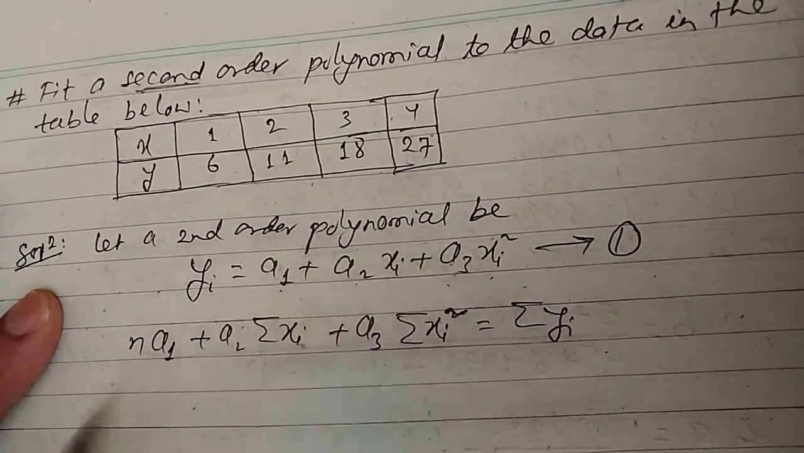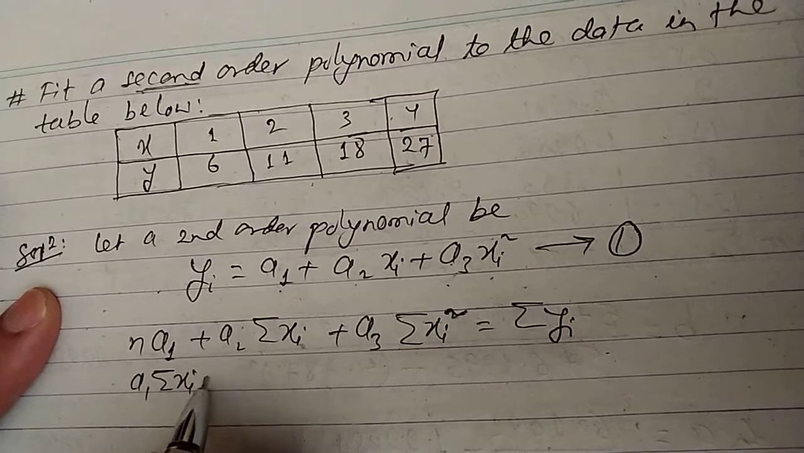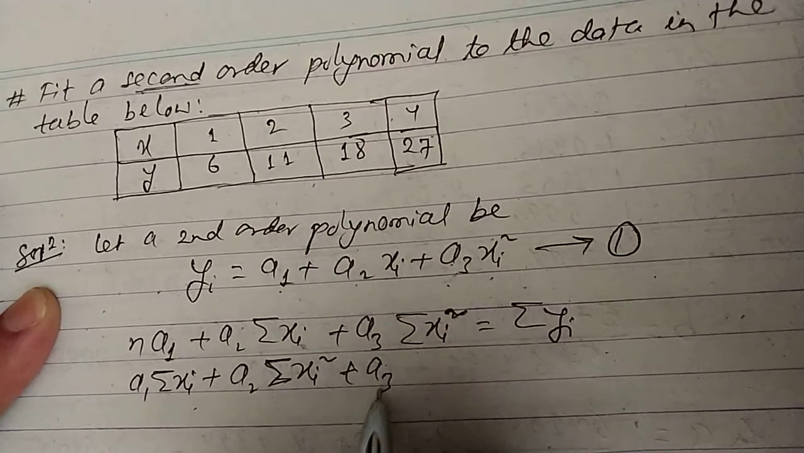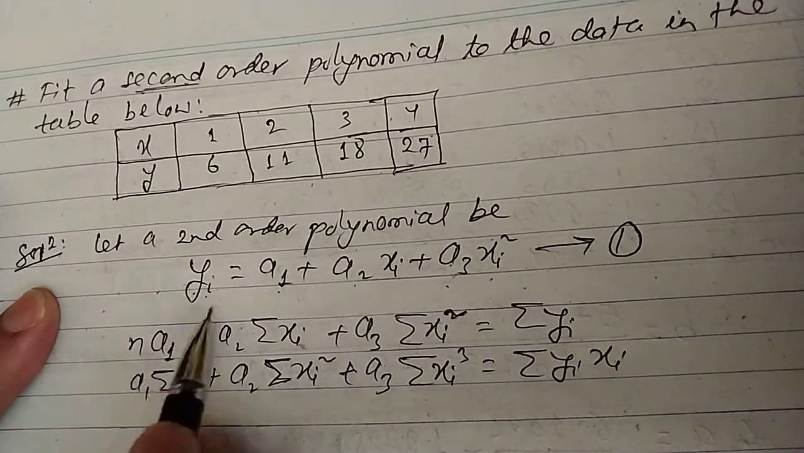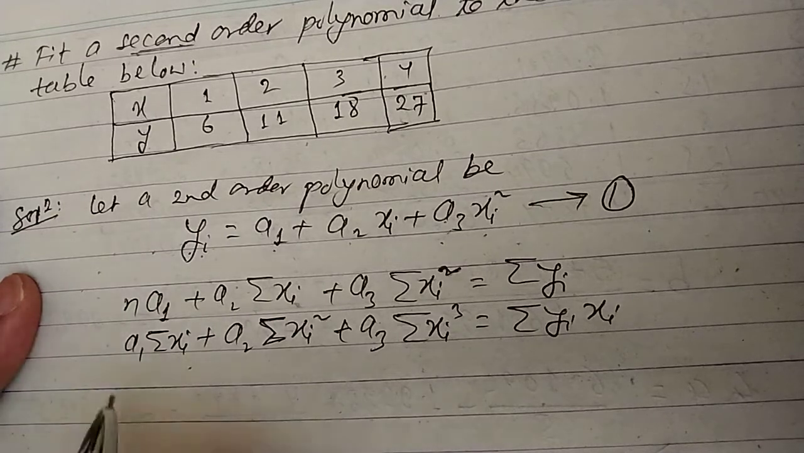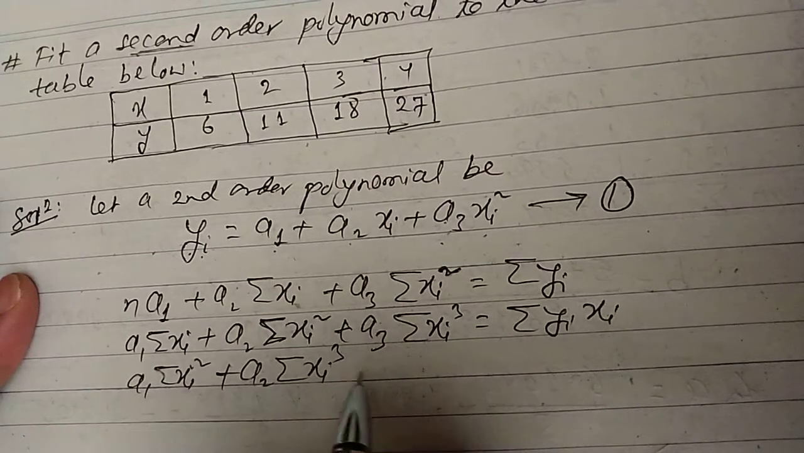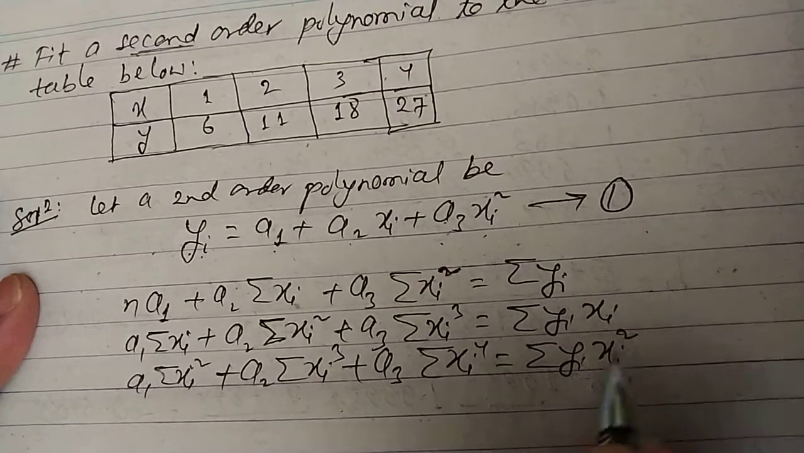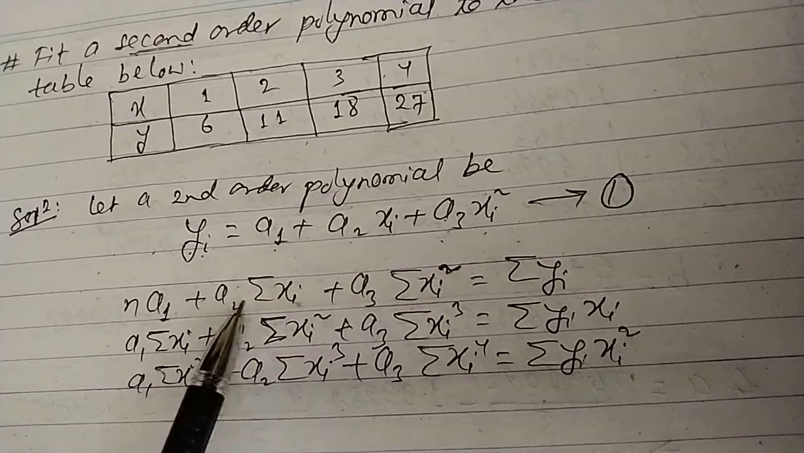Now multiply both sides by xi and take the sum. So a1 into summation xi plus a2 into summation xi square plus a3 into summation xi cube will be equal to summation yi into xi. First multiply, then take the sum, and you get the second equation. Next, multiply both sides by xi square and take the sum. So a1 into summation xi square plus a2 into summation xi cube plus a3 into summation xi power 4 will be equal to summation yi into xi square. Got it? We don't need another, because we have three unknowns and three equations.